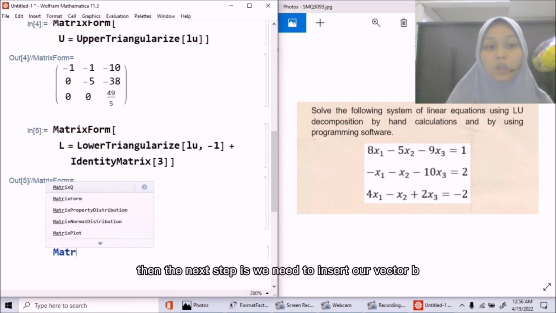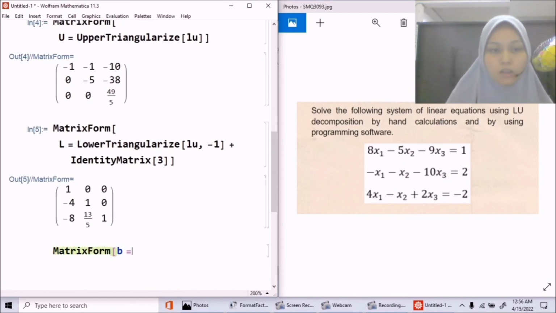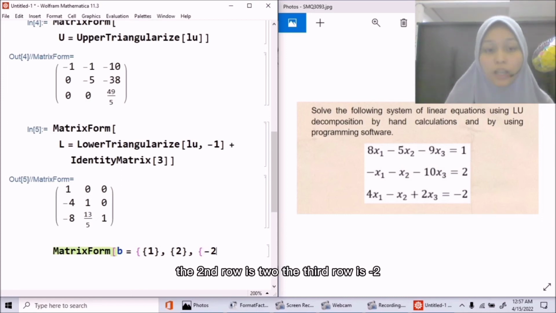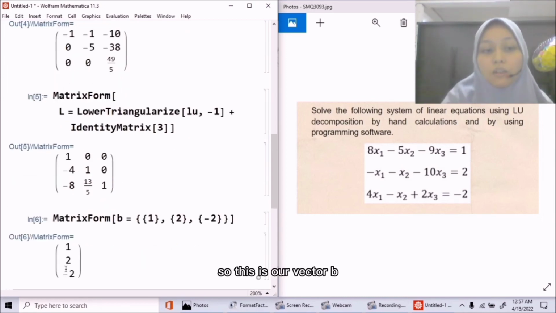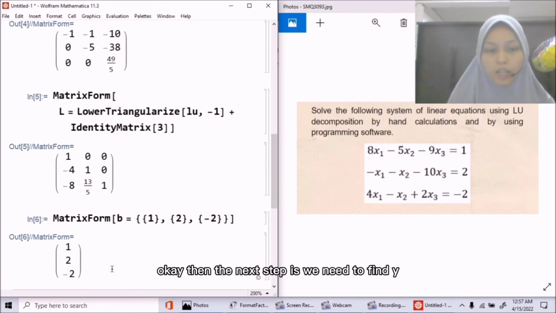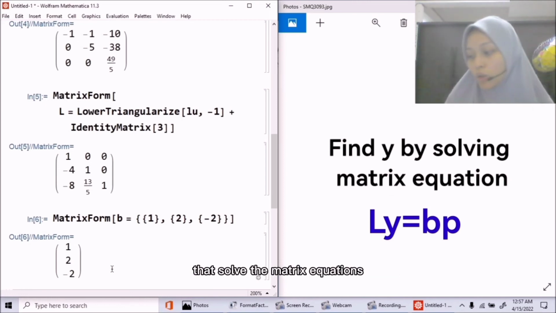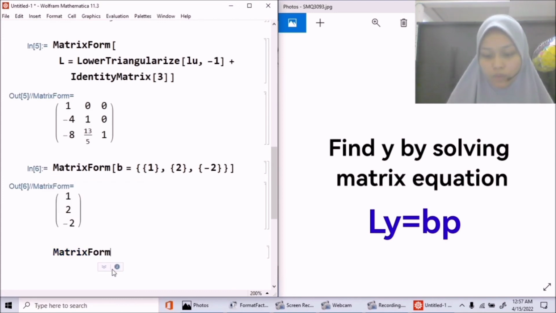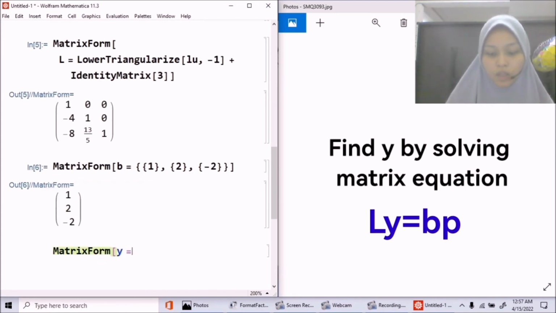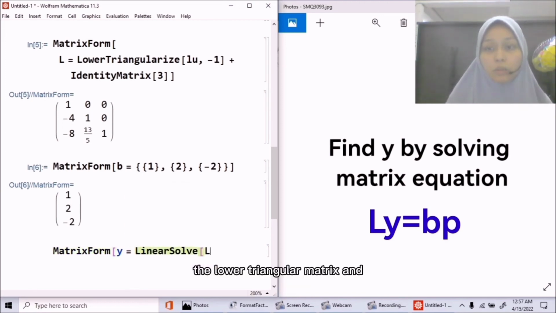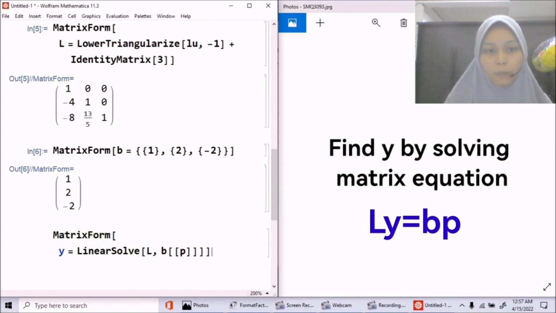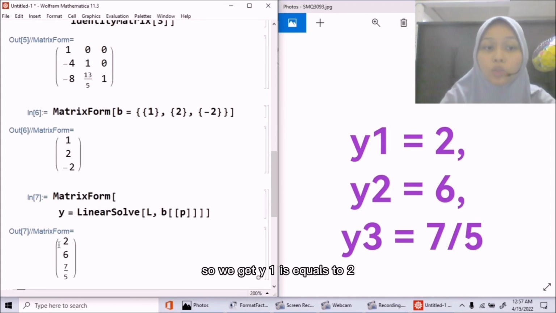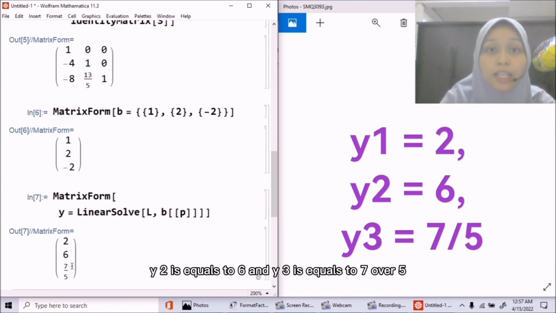Then the next step is we need to insert our vector B, which is equal to, the first row is 1, the second row is 2, the third row is negative 2. So this is our vector B from the equations. Then we need to find y that solves the matrix equation Ly equals BP. In matrix form, y, we use LinearSolve with the lower triangular matrix and the vector B. So we get y1 is equal to 2, y2 is equal to 6, and y3 is equal to 7/5.